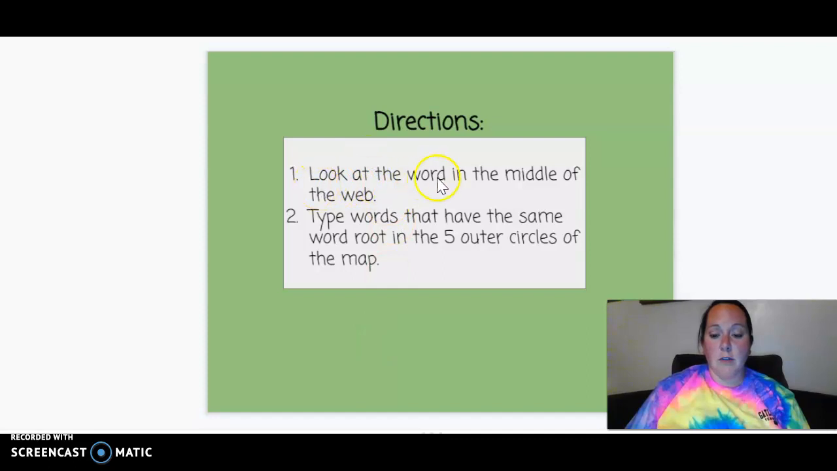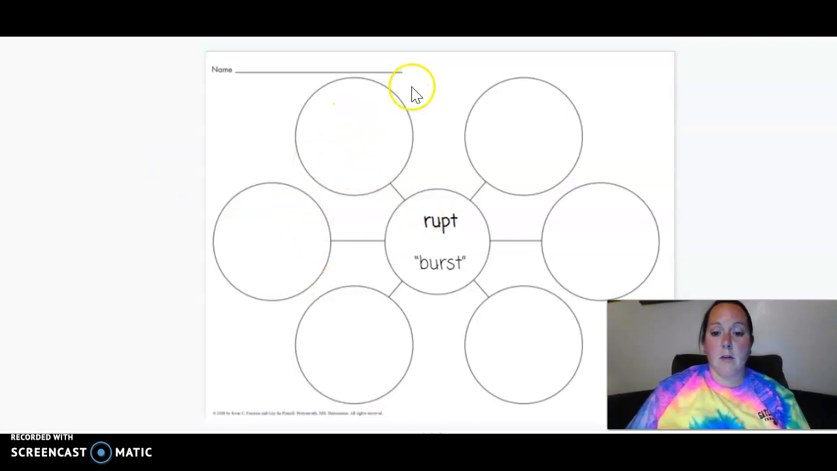So, you are going to look at the word in the middle, type words that have the same root word in the 5 outer circles of the map. So, there are 6 circles in the map. You are going to create 6 words that have the word rupt in it, which means to burst.